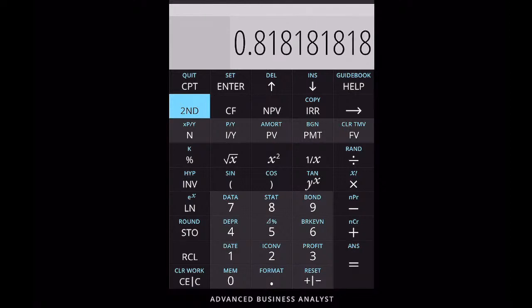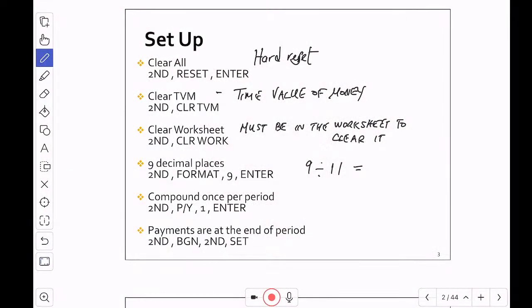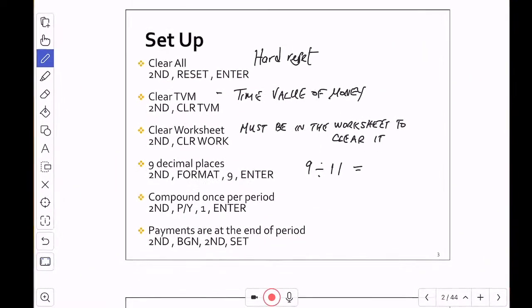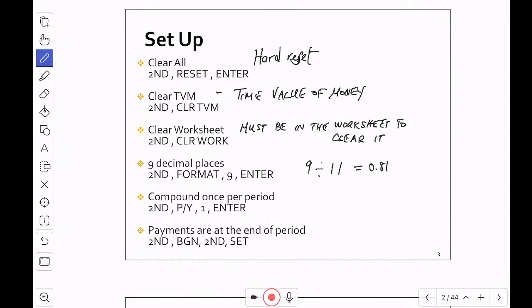You see? All right. Got it? So what was the answer? 0.8181818. And I have 9 decimal places.